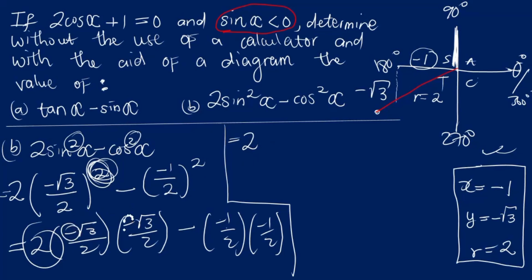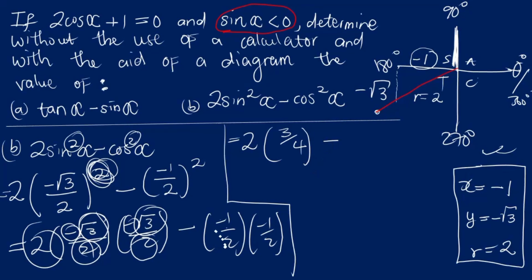What is negative by negative? It's a positive. We don't have to write it. What is root 3 by root 3? It gives us 3. All set. And then what is 2 multiplied by 2? That is a 4. Minus, what is negative 1 by negative 1? That is positive 1. What is 2 multiplied by 2? That is a 4. All set.